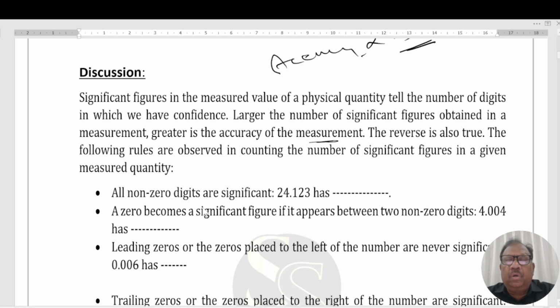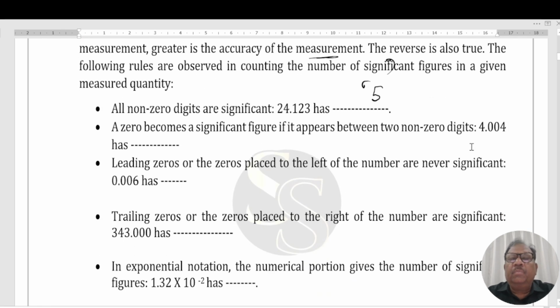All non-zero digits are significant. It has 5 significant figures. A zero becomes a significant figure if it happens between two non-zero digits. एक 4 इधर है, एक 4 इधर है, बीच में 2 जीरो, तो it has 4 significant figures. Leading zeros or the zeros placed to the left are never significant. So it has 1 significant figure.